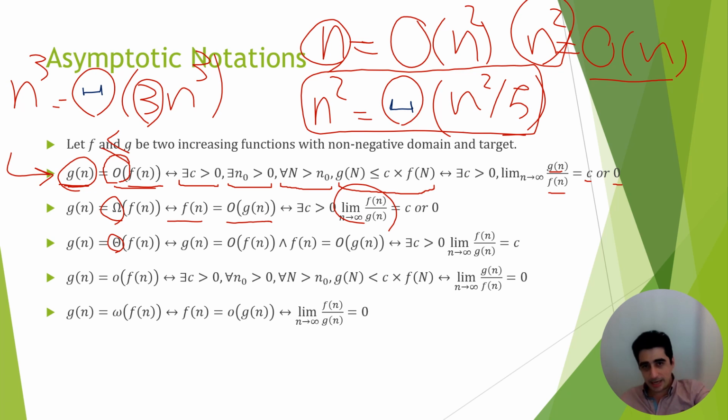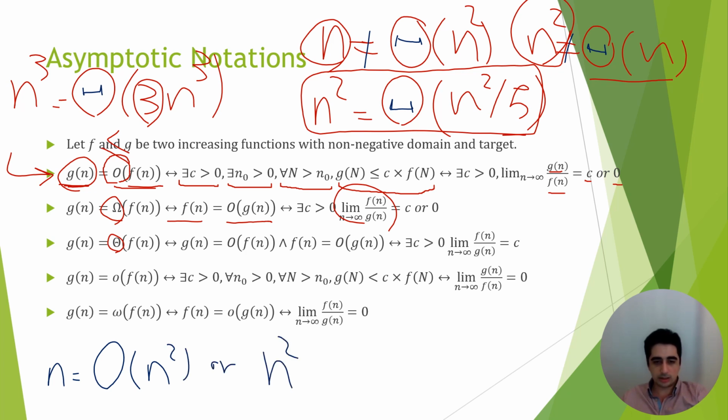However, I cannot say n is big theta of n squared. That's not true because n grows slower than n squared. Or I cannot say n squared is big theta of n, right? But what can I say about n squared and n? I can either say n is equal to big O of n squared, or I can say n squared is equal to big omega of n. What I cannot say is that n and n squared are big theta of each other. That's not possible, because theta means growing with the same rate.